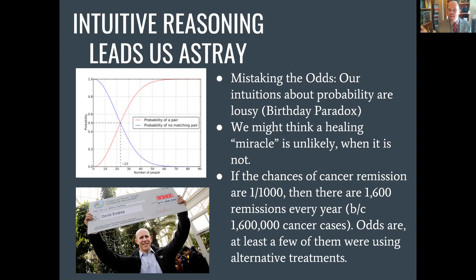Cancer goes into remission all the time, right? And so it can definitely happen in conjunction with alternative treatments, even though those alternative treatments do absolutely nothing, right? So odds are that at least a few of those people that went into remission were using alternative treatments. That does not prove that the alternative treatment actually works.